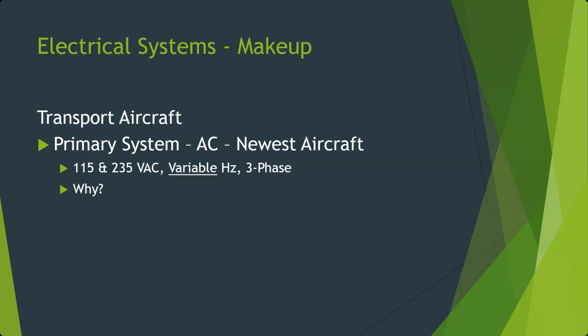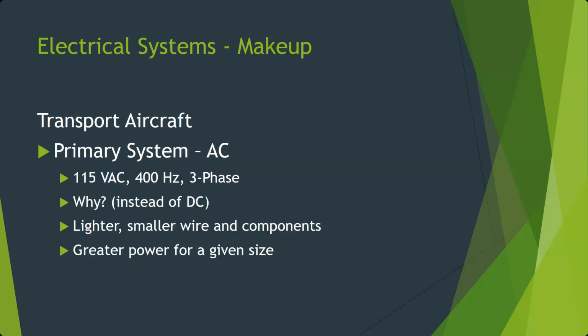A generator driven by what? By an engine, okay? What determines the frequency out of a generator? How fast it's spinning, or RPM. So if we want to keep that frequency constant, like we have here, 150 volt, 400 hertz, we got to keep that generator moving constantly, but it's driven by an engine that's variable, right?